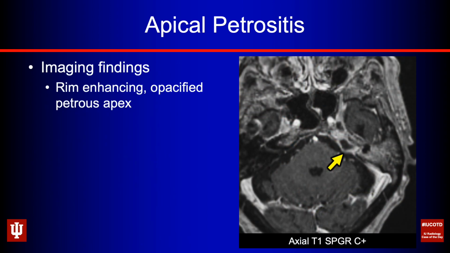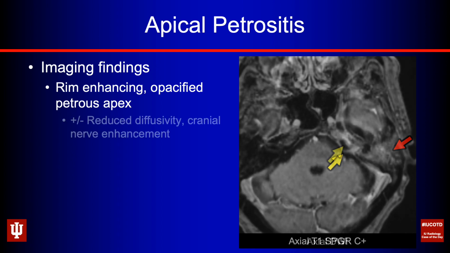What does it look like on imaging? Look for that rim-enhancing opacified petrous apex. You can see the yellow arrow pointing to it. We have fluid opacification with a thick rind of enhancement around it. We can also see that there are features of otomastoiditis. We do have enhancing fluid within the mastoid. Again, not a specific finding. You can get that just from chronic inflammation, but in someone who has features on imaging of apical petrositis, certainly this lends credence to this being an acute otomastoiditis.